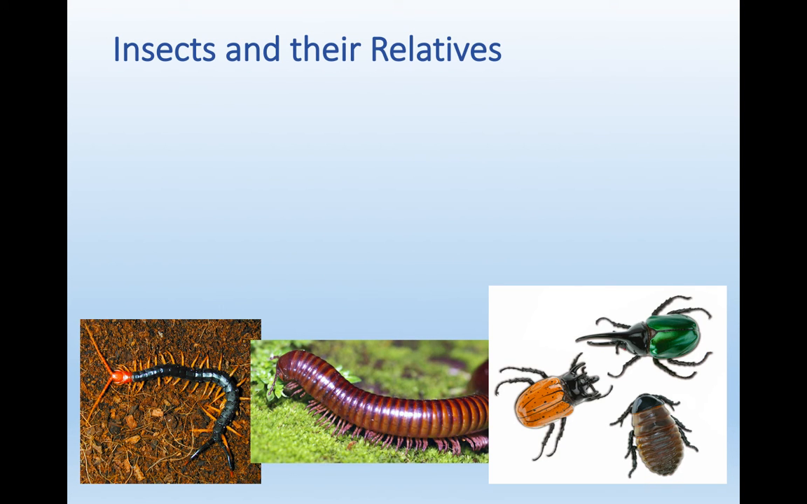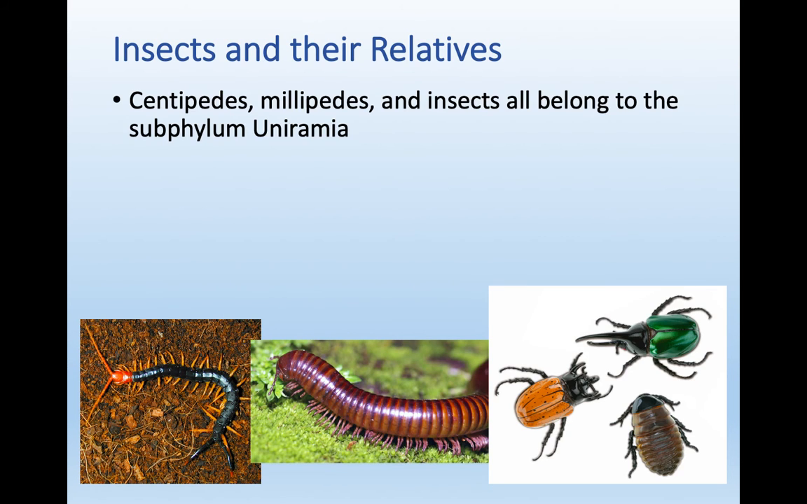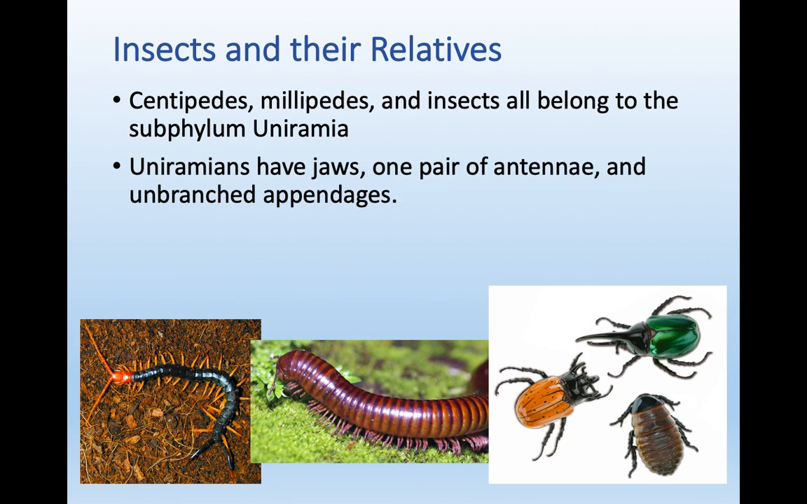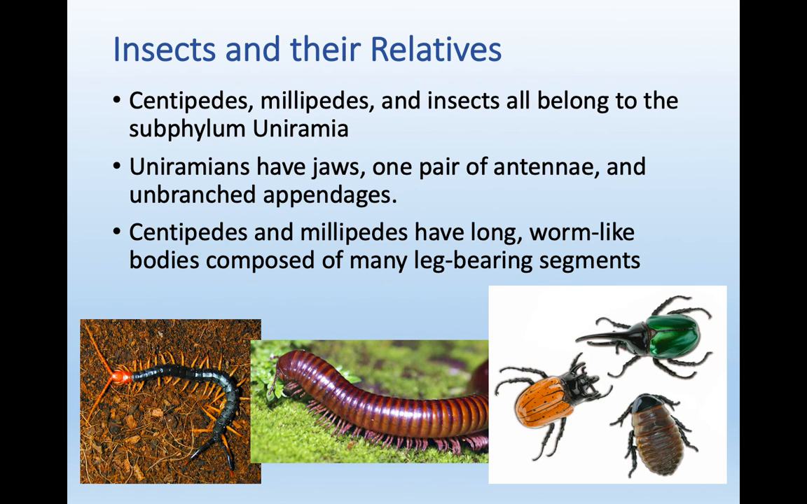Okay, insects and their relatives is the third and final group of arthropods. And centipedes, millipedes, and insects all belong to this subphylum, Uniramia. Some of their main characteristics are that they have jaws, they have one pair of antennae, and when it comes to their appendages, they are unbranched. So they don't have branching like you would see with claws or anything like that.